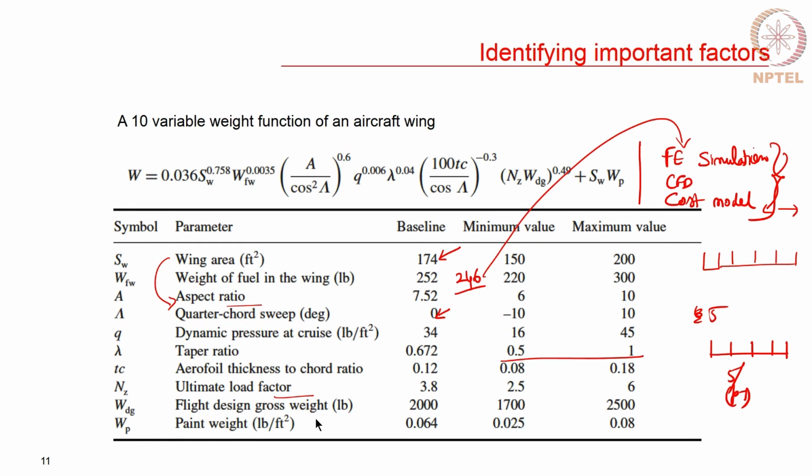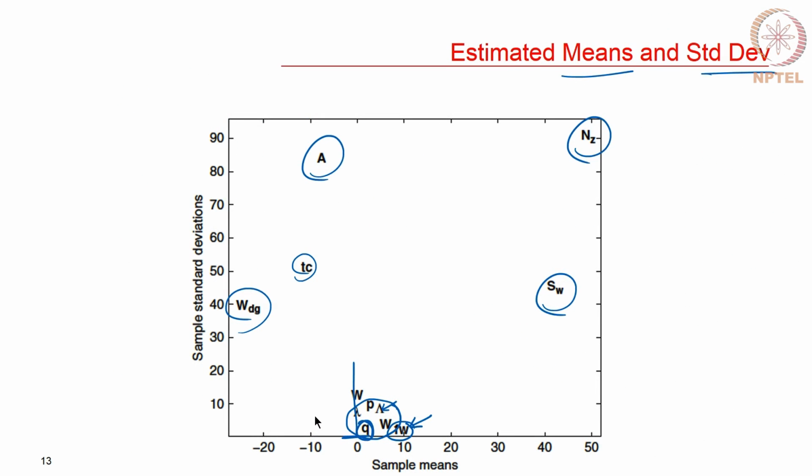Flight design gross weight. How is a negative correlation? Okay, anyway, the mean is in a negative sense, but it is important because the value is more, it is not around your 0. So, it kind of gives you information.